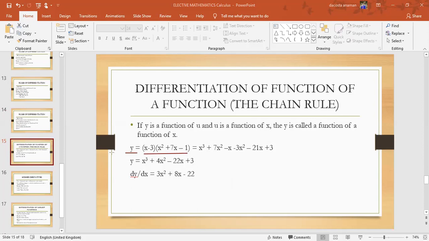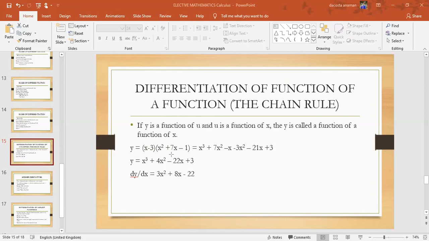Okay. So if y is a function of u, and u is a function of x, as you can see, u is also a function of what? x, which means there are functions of x inside this function u. Then y is called a function of a function. Is that okay? y is called a function of x. That's what we term as function of a function. Now let's pick this question and know how to solve it.